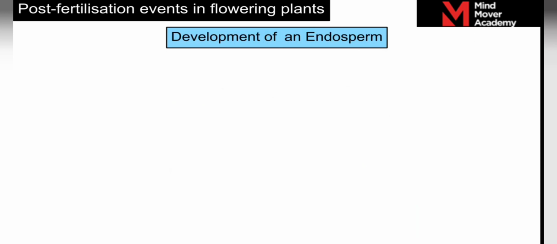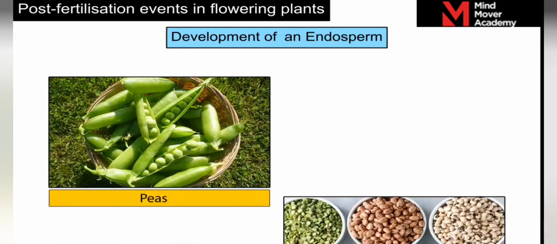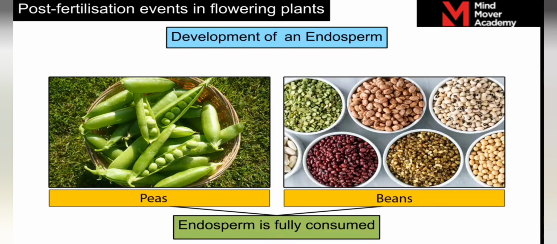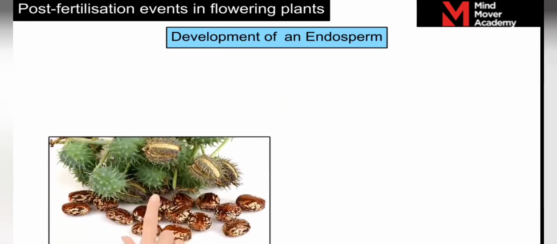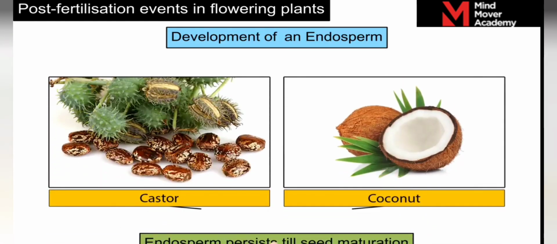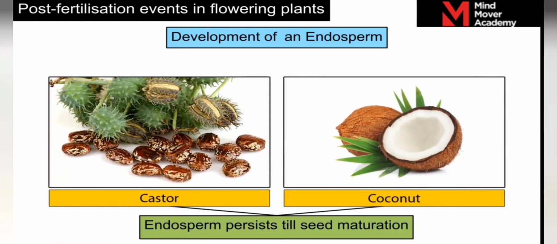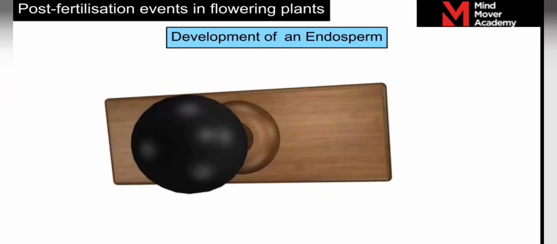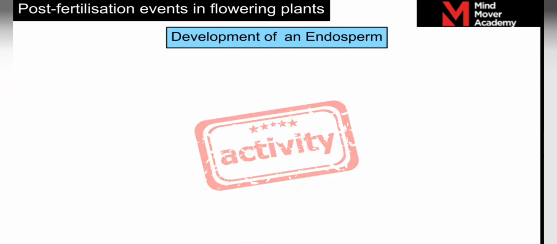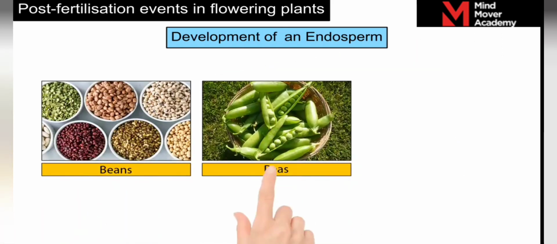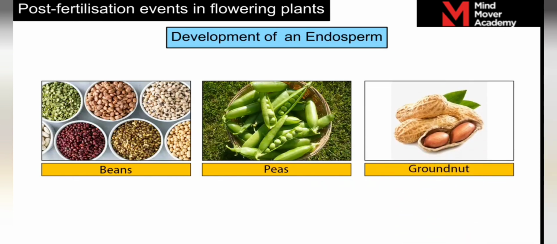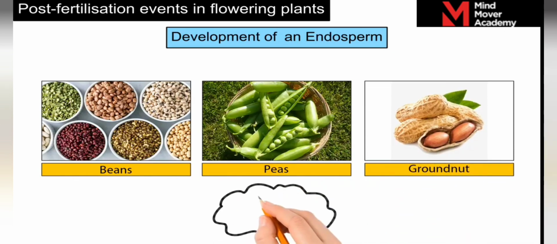However, in some plants like peas and beans, the developing embryo consumes the endosperm fully before the seed matures, and in some cases, it may persist till seed maturation. For example, castor and coconut. So, here is an activity for you. Split open some beans, peas, groundnut, etc. and look for the endosperm. Do you find anything?